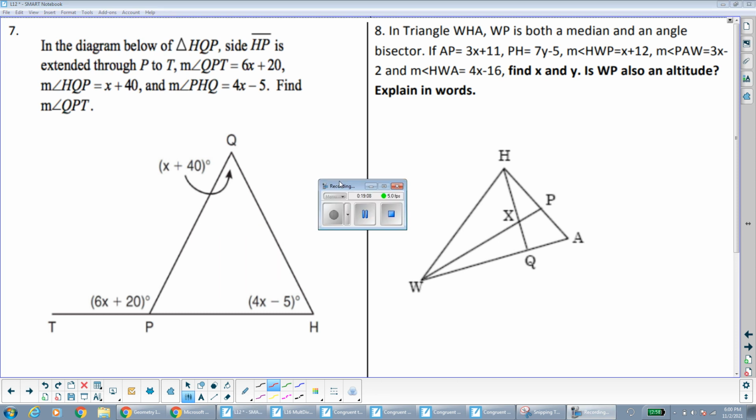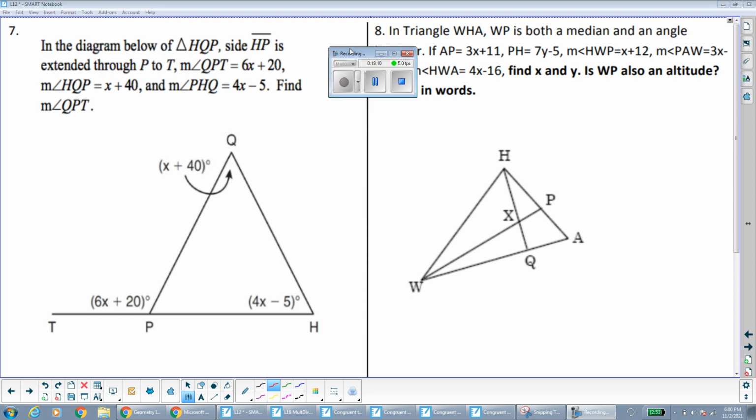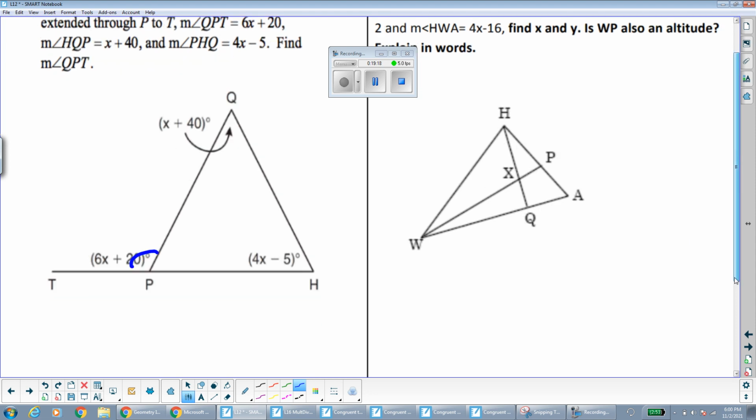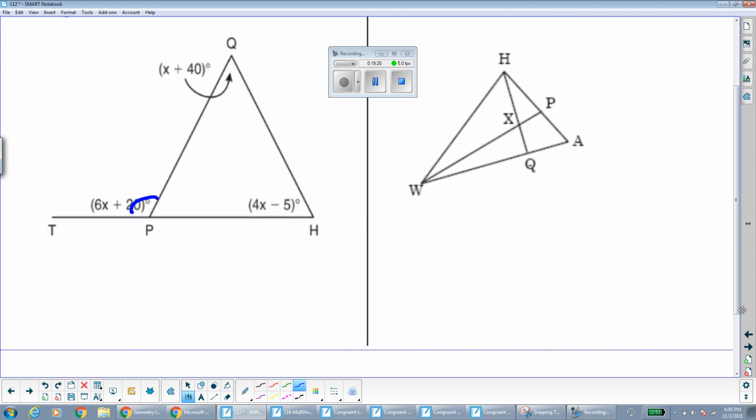So this one, we have a bunch of different information. I'm not going to read the whole question because you guys took the test, but it's asking us to find this angle over here. So we learned in class the exterior angle theorem for triangles. And what that says is that an exterior angle of the triangle is equal to the sum of the two inside angles that are not right next to it.